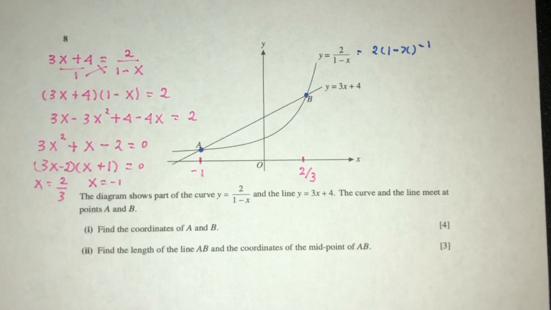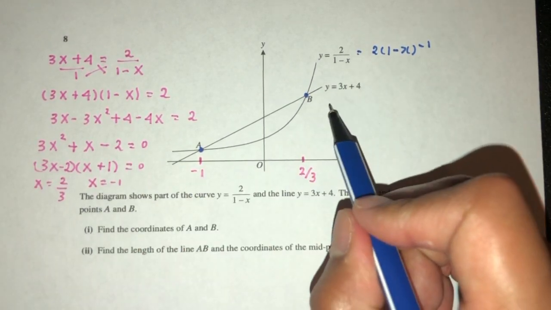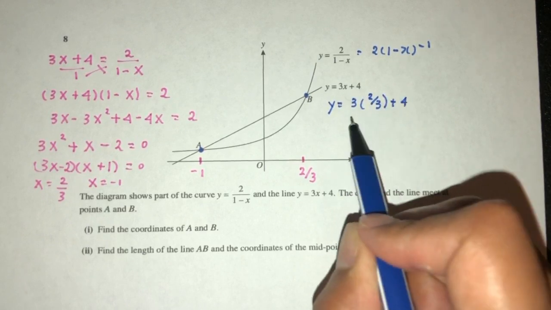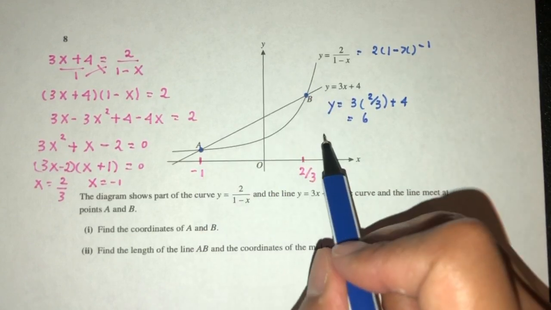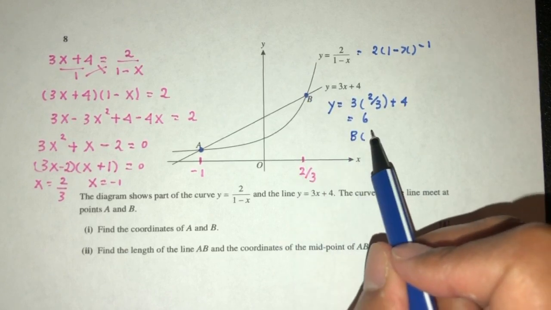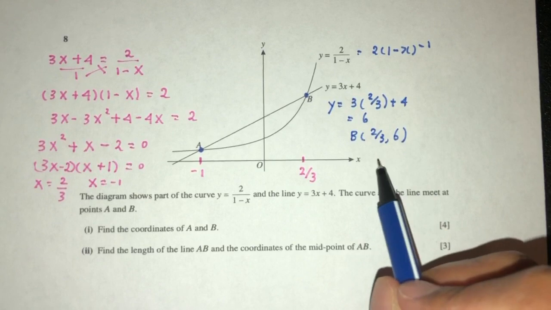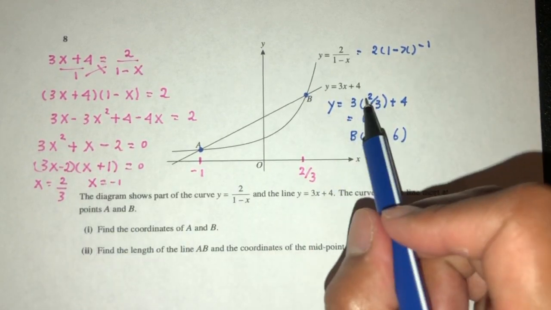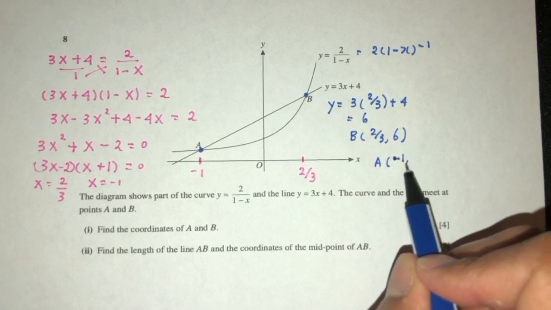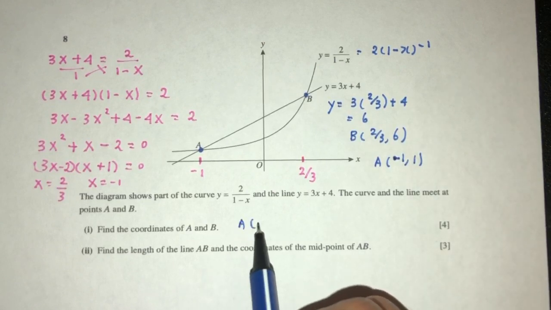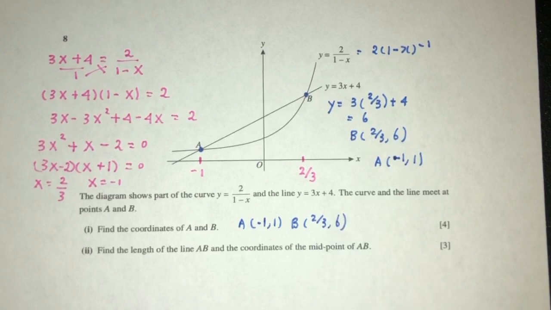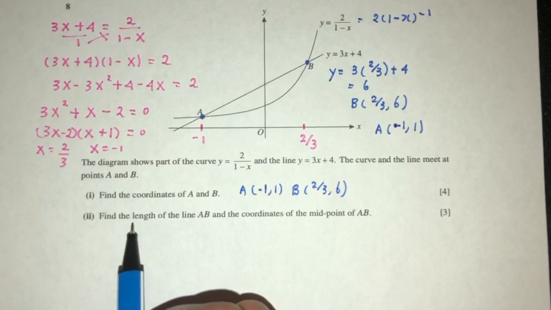Now we have to find the y value as well, so replace back in your main equation. So y will be 3 times 2 over 3 plus 4, that will be 6. So here we have the point, this one B is 2 over 3 and 6. What is the point A? Replace minus 1 here, so 3 times minus 1 is minus 3 plus 4 is 1. So we have minus 1 and 1 for the point A. So A is (minus 1, 1) and B is (2 over 3, 6). Okay, let's move on. For part 2, we have to find the length of the line AB.